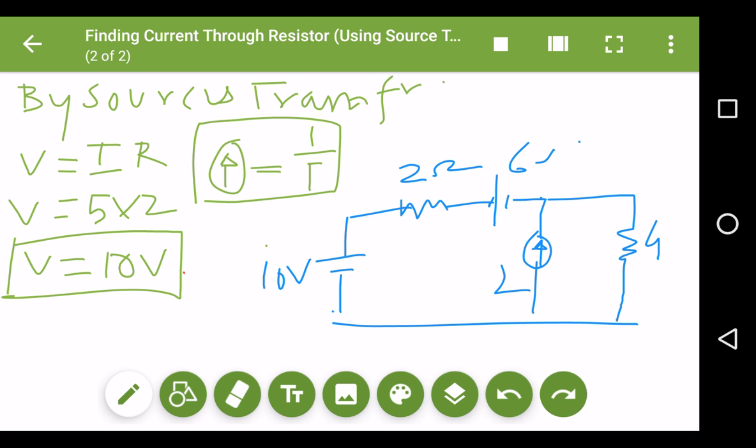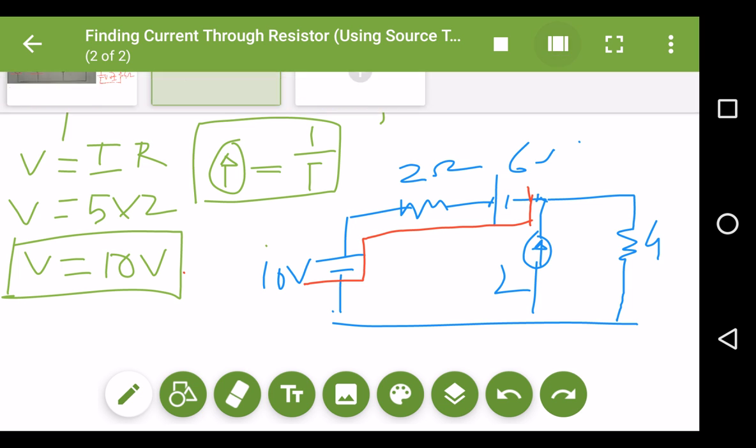Looking in between these two points, you can see there are two voltage sources of 6 volt and 10 volt in the same branch.